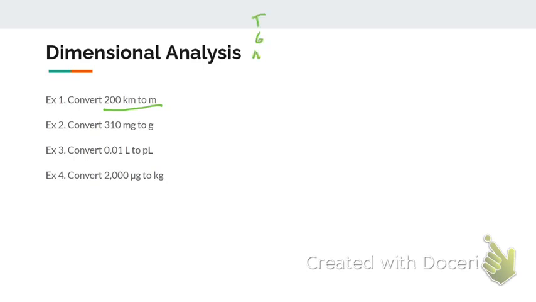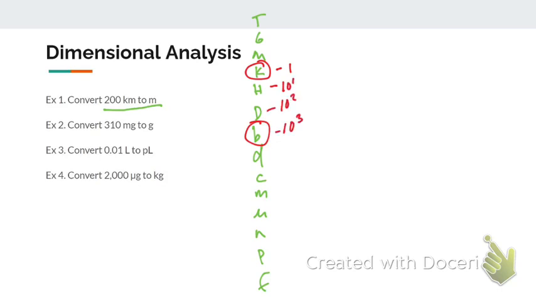The Grand Master King Henry died by drinking chocolate milk underneath people's feet. So kilometers to meters is going to be a base unit to kilometer. So they'll make this 1. So every step is going to be by 1. So this is 10 to the first, 10 to the second, and 10 to the third.